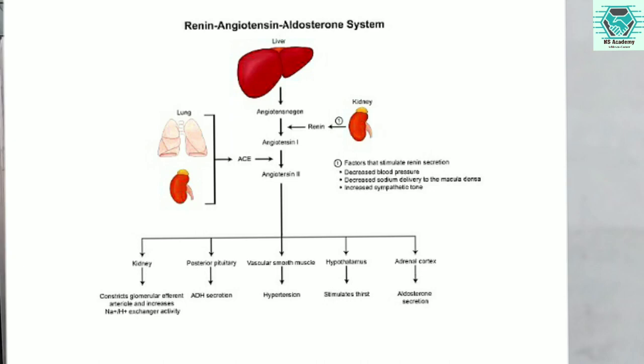The binding of angiotensin 2. Angiotensin 2 exerts its action by binding to various receptors throughout the body, and it binds to one of two G protein coupled receptors, the AT1 and AT2 receptors. Most actions occur via the AT1 receptor.